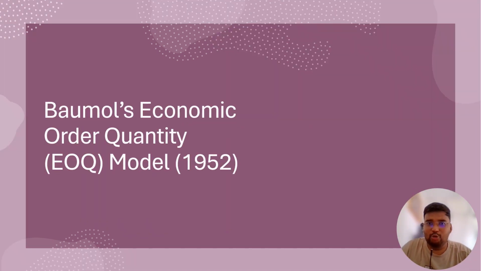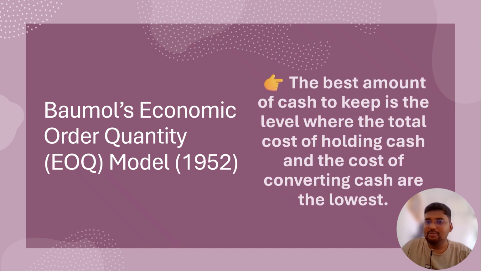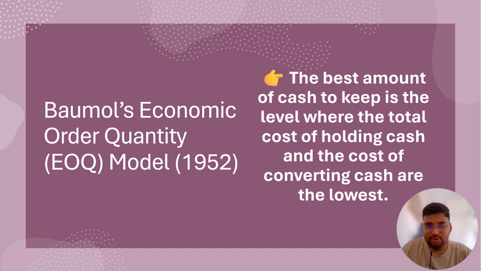Now let us look at the Baumol's economic order quantity model, which was invented in the year 1952. This model is basically based upon the idea that the best amount of cash to keep is the point where two kinds of costs are minimum. The first one is the cost of holding the cash: if we keep cash with ourselves, it costs something. And the second cost is the cost of converting investments into cash.